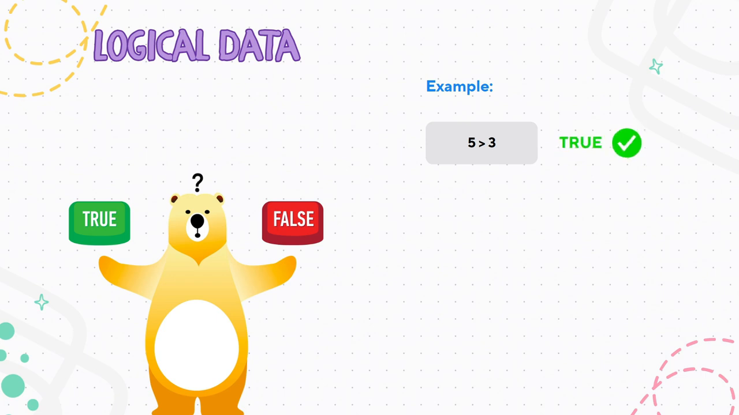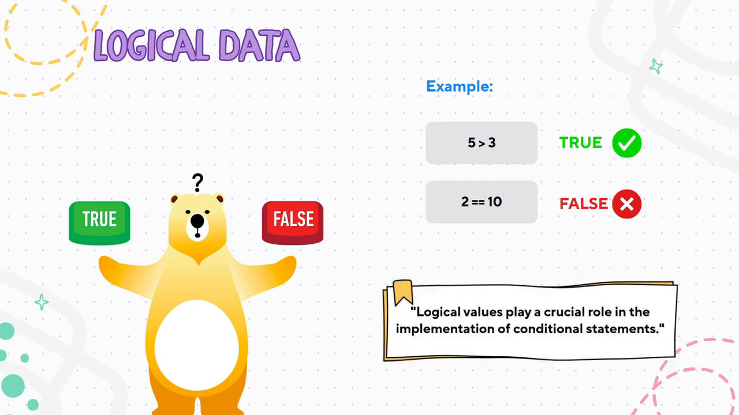Let's take another example. Suppose we have yet another comparison operation, and this time it is comparing the value of 2 to the value of 10, which is done by using this double equals sign inside R. This is comparing if 2 is equal to 10. Now this is obviously false, so this will return a false value. So that is about it when it comes to logical data. These will become powerful when we get into conditional statements later. So we discussed the three types of data that we will be working with in R.